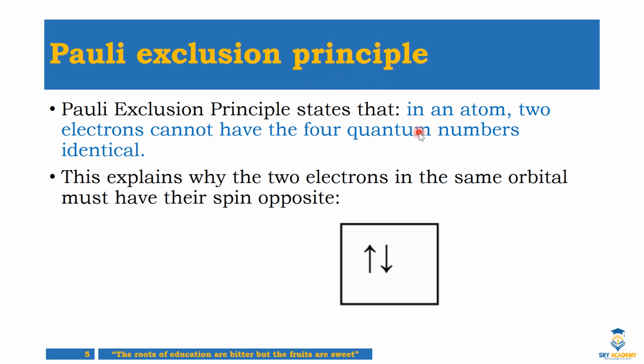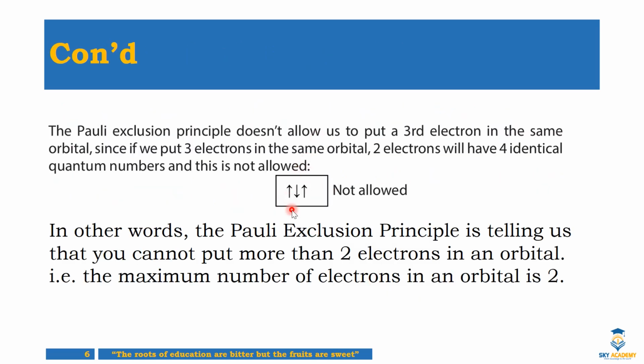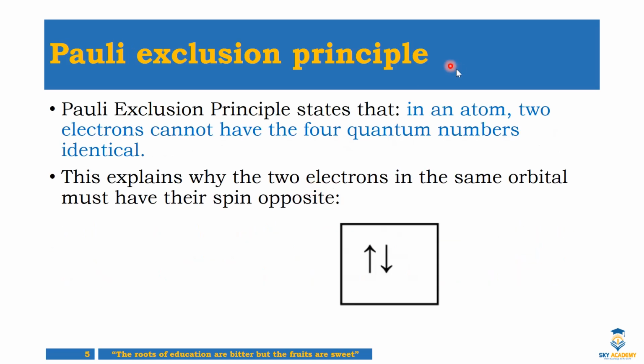So this law says that you cannot have four identical quantum numbers. It means that if one set of four quantum numbers describes an electron which is spinning up, another set of four quantum numbers needs to express the electron which is spinning down. But you cannot have another electron explained by the same four quantum numbers as the first one. That's why the law says that in an atom, two electrons cannot have four identical quantum numbers.